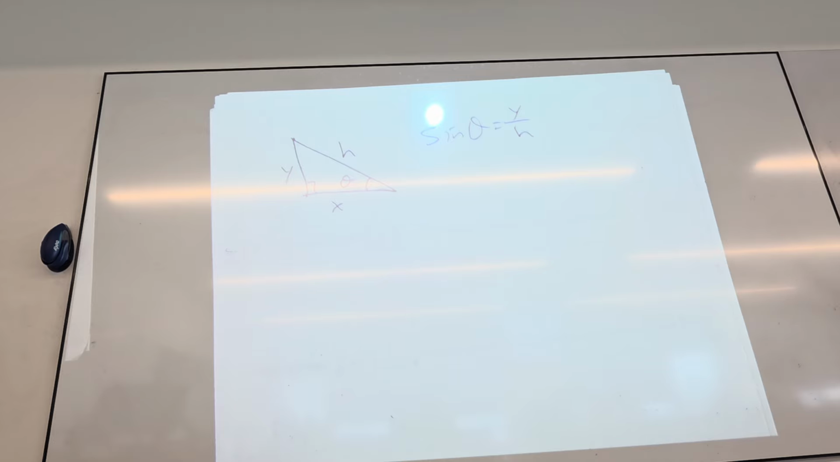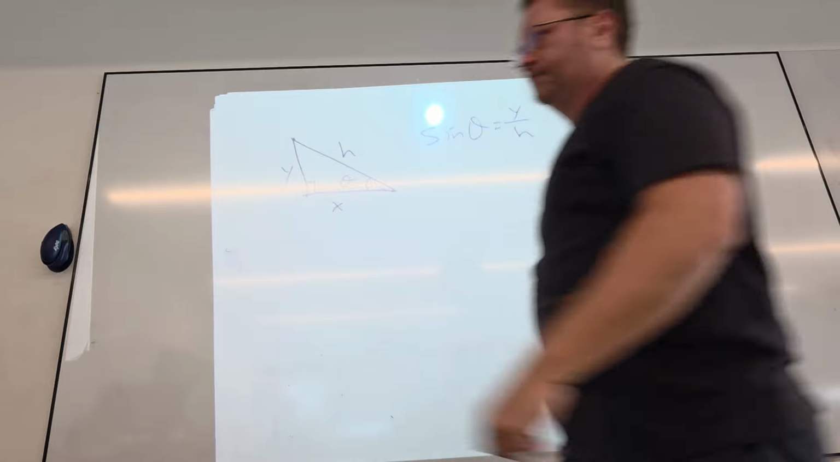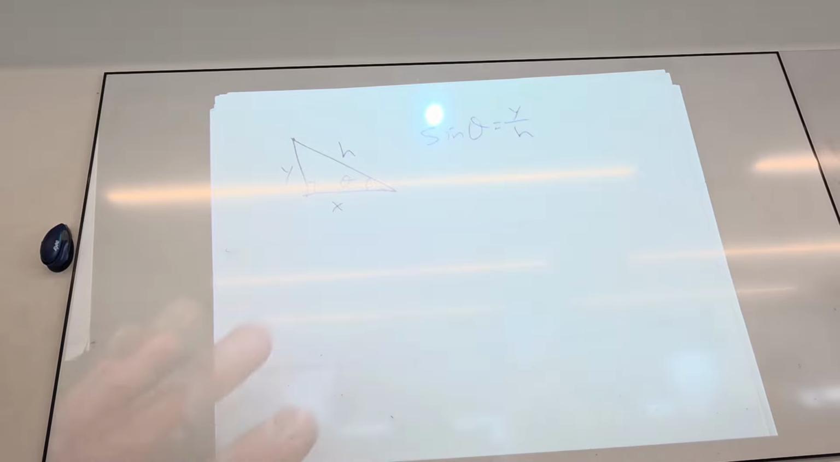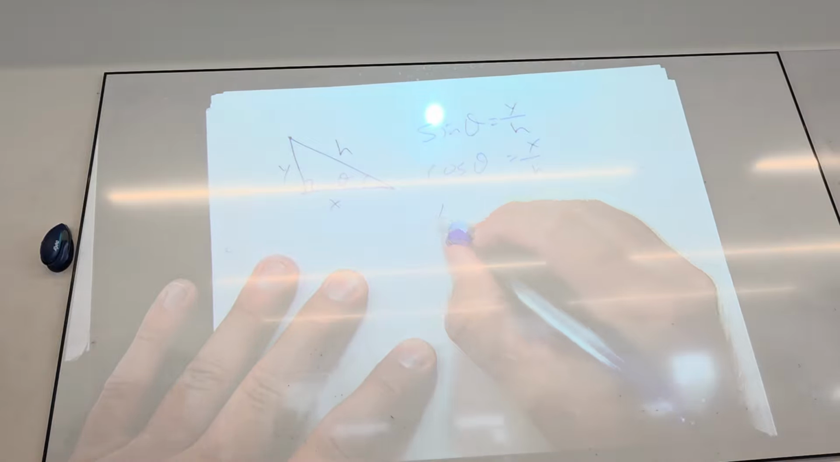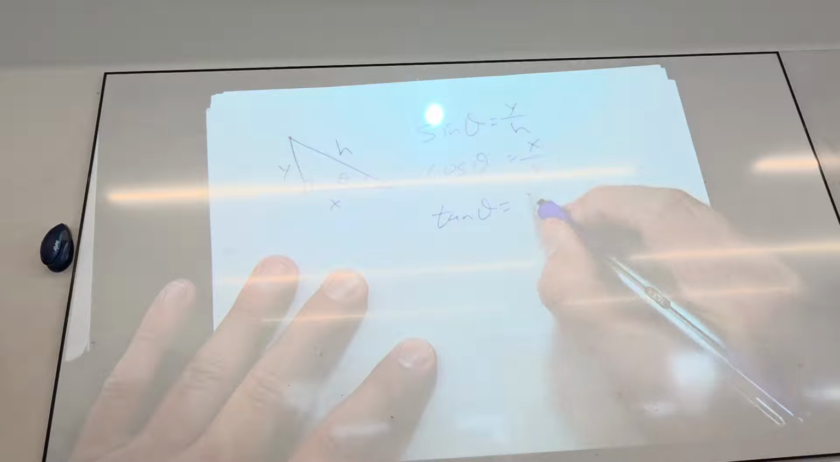As long as my angle is where? In the base. Kick ass. So if my angle is not in the base, I literally just rotate my head or rotate the paper. Okay. What's cosine theta? X over h, because cosine likes x. Cosine goes like x. And what's tangent theta? Y over x. Y over x.